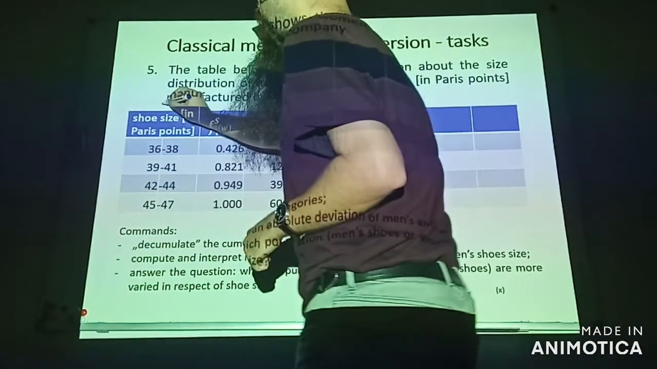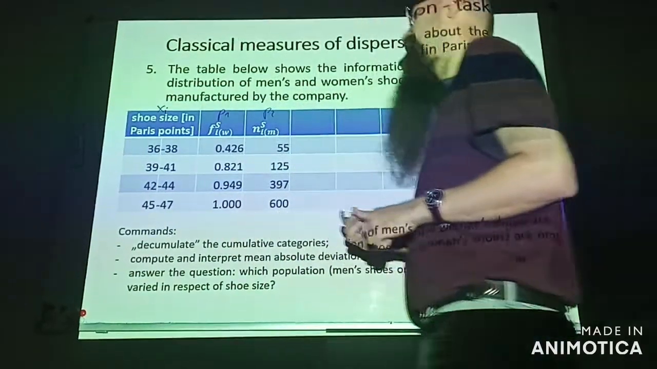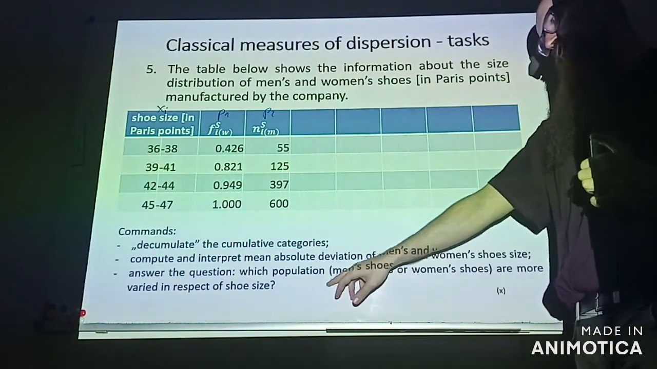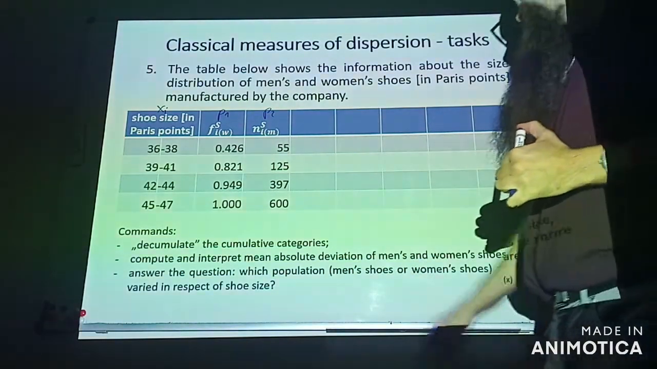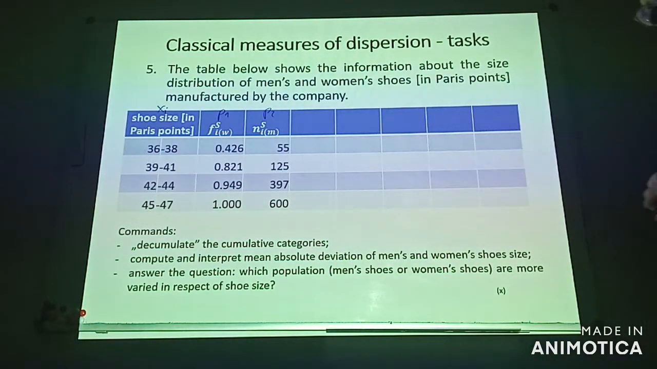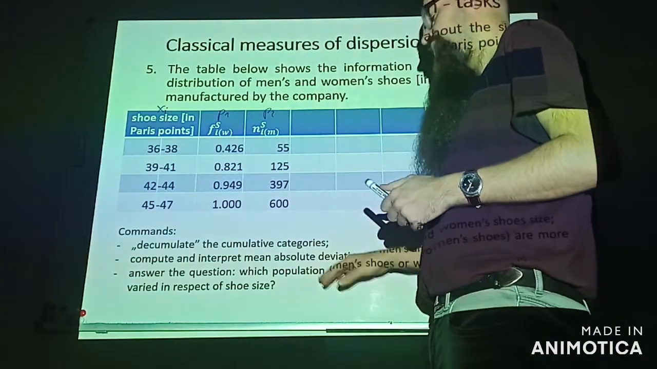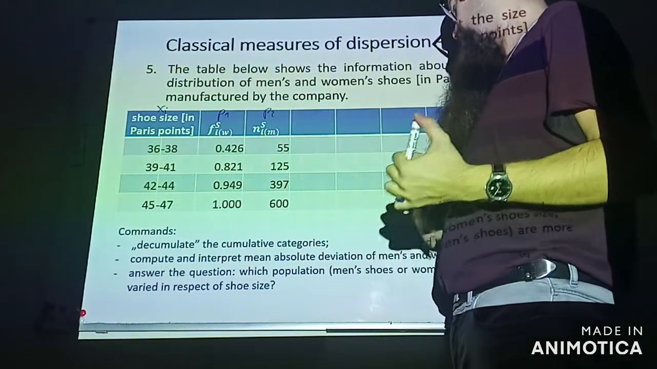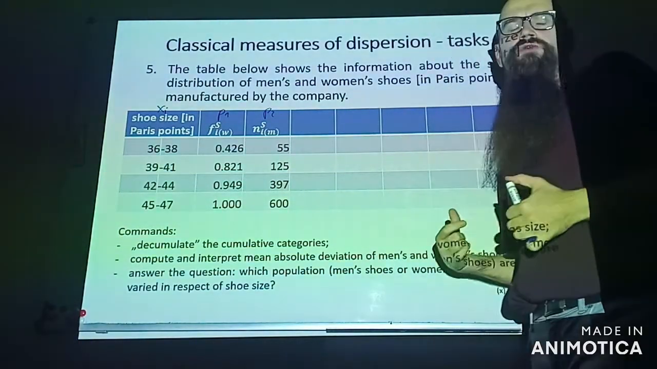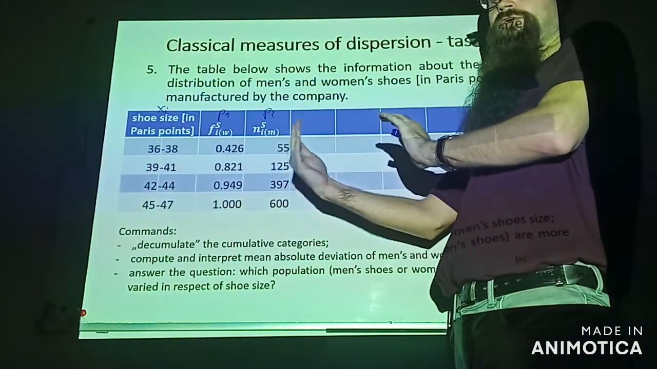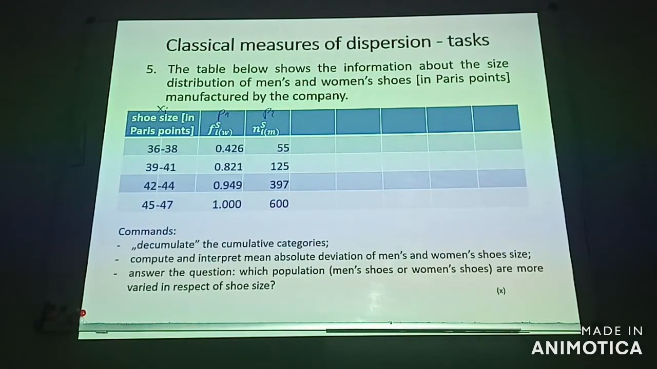So we have one variable, for example xi, and two different populations. And our main goal is to answer the question which population, men's or women's shoes, is more differentiated in respect of shoe size. In other words, we are trying to answer the question which shoes, men's or women's, are more similar or more different from each other, from the point of view of shoe size.